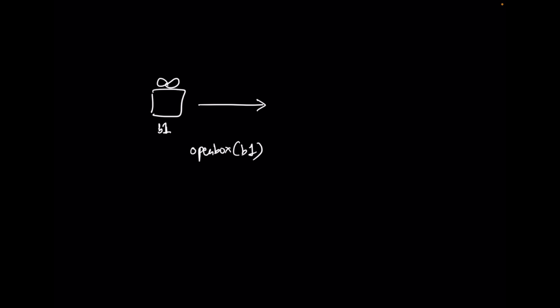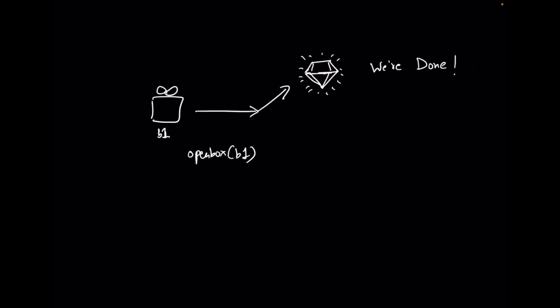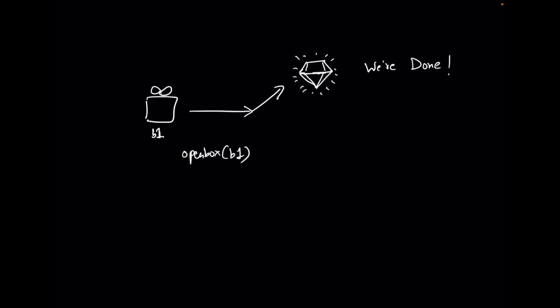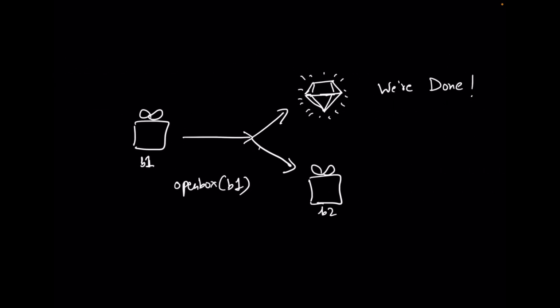Now, on opening this box, there might be two things that happen. The first thing that can happen is that you find the gift itself, right? There was only one layer of packaging and you find the gift itself. So then we're just done, right? But it's also possible that you find another box, another layer of packaging. Let's call this box B2, okay?